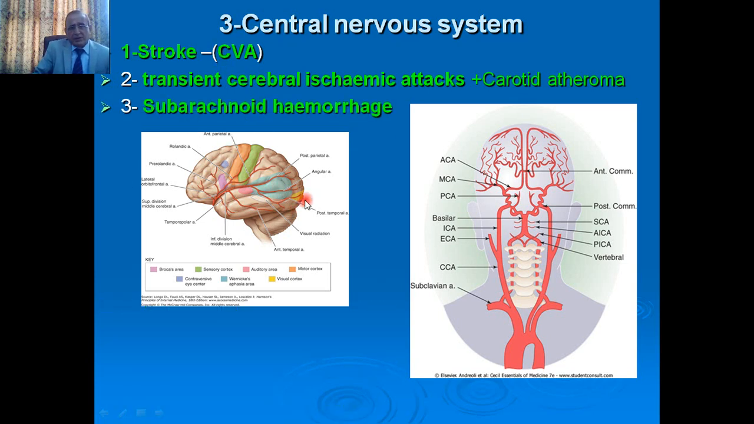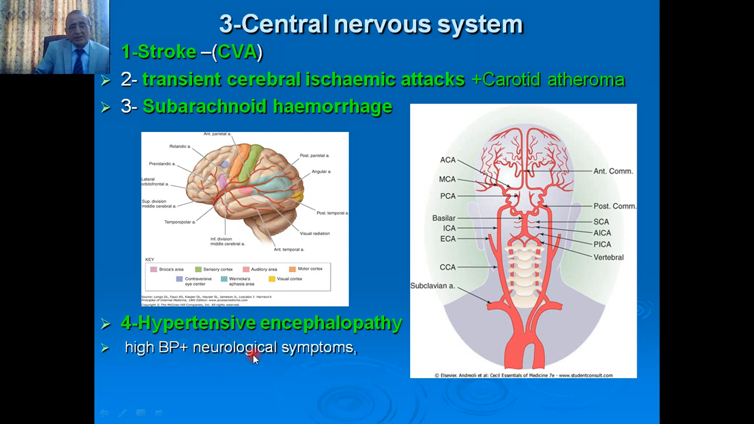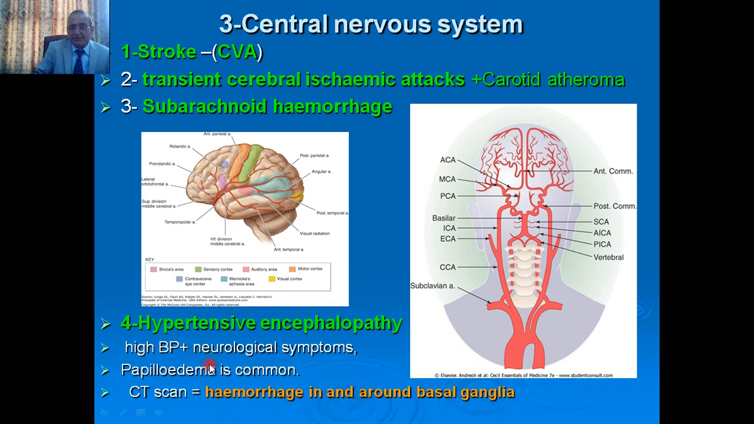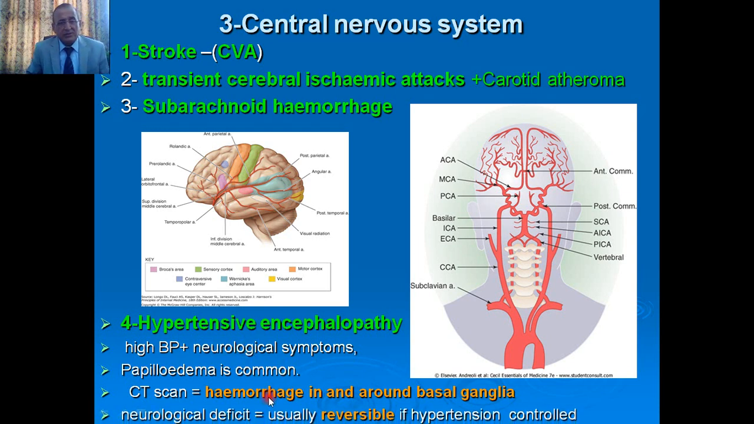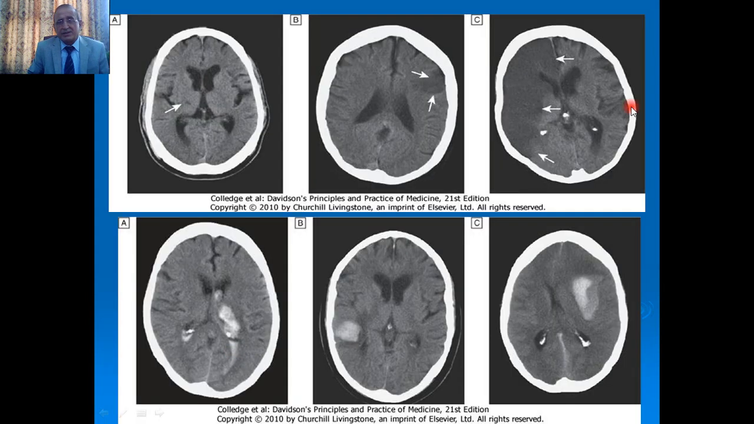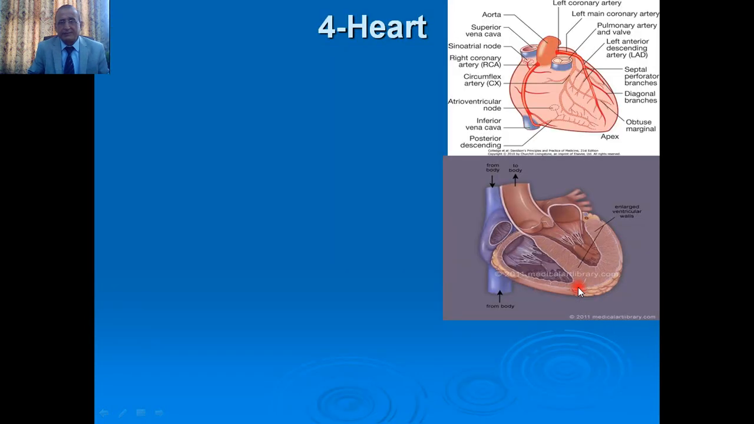The third is subarachnoid hemorrhage. And the fourth, as I mentioned, hypertensive encephalopathy, papilledema, high blood pressure, neurologic symptoms, plus papilledema. Of course, the CT scan in hypertensive encephalopathy will show hemorrhage around the basal ganglia, and it is irreversible, even the neurological deficit, when you treat it. And you can see the brain image CT scan, the infarcted area and the hemorrhagic area. It's an infarct and there's a hemorrhage in the brain.